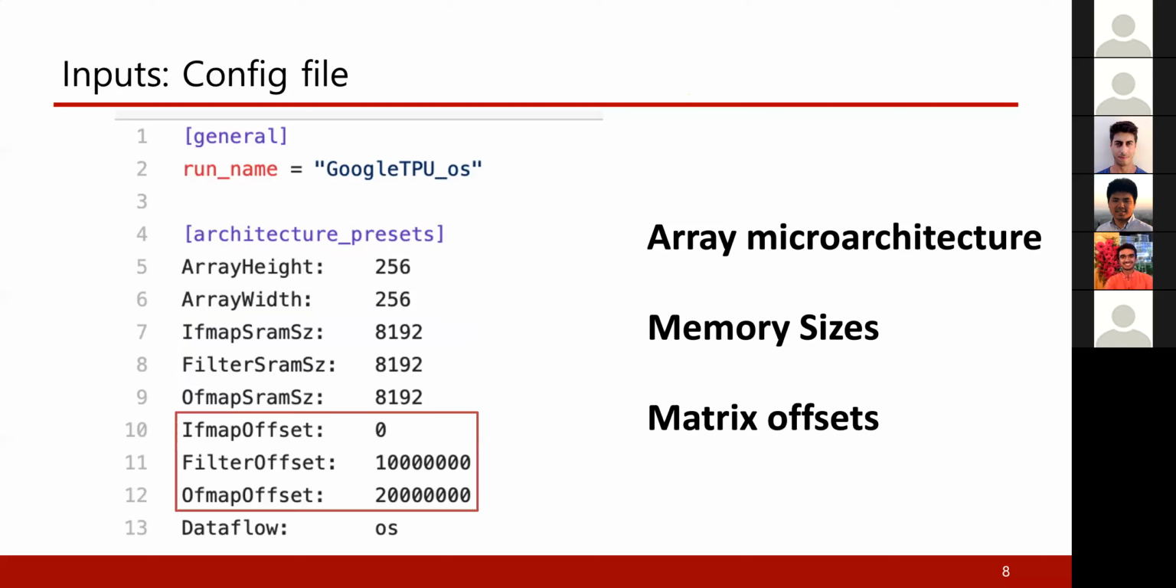And then we have some matrix offsets. This is strictly to ensure that the operand addresses which the tool reports can be made sense of. So for instance, if you have an operand address within the range of 10 raised to power 7 to 2 into 10 raised to power 7, we can say that, oh, this is an element of the filter matrix. And then finally, we have the data flow, which is basically the mapping strategy onto the systolic array. I will go into details of what data flows we support and how they look like. But this is just a small string notation, which you can use to tell the tool what to expect.